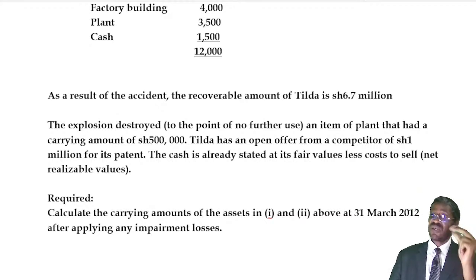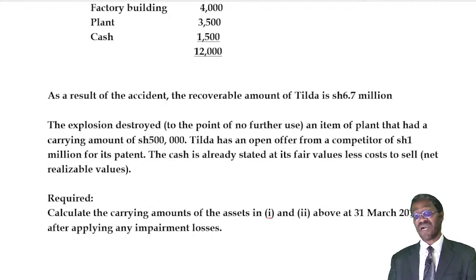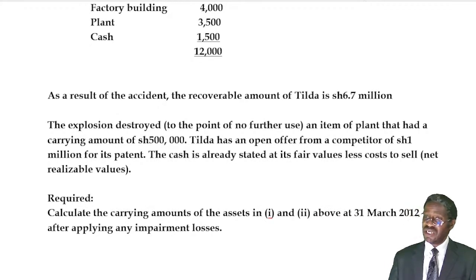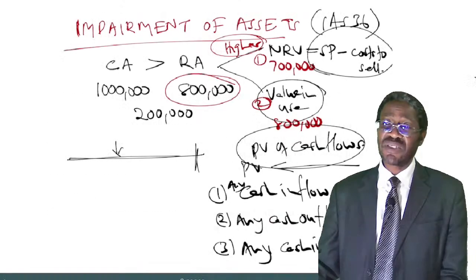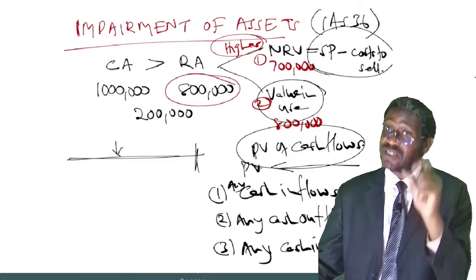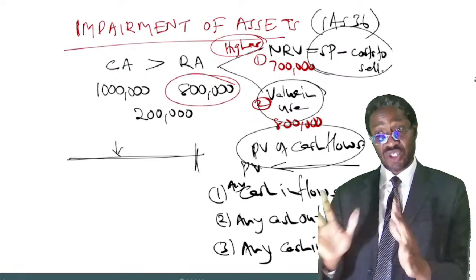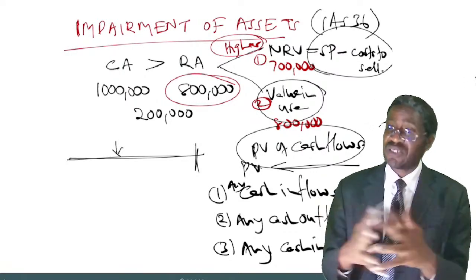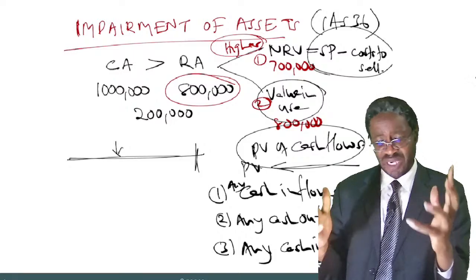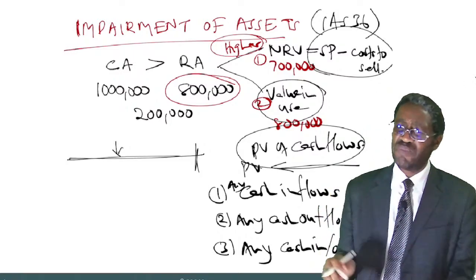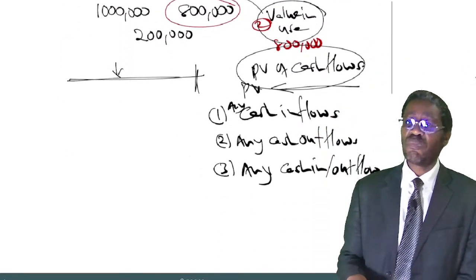So part B has 2 parts, part A and part B. Part A, listen, is testing for impairment of an individual asset. That was the plant. Part B is testing impairment of a cash-generating unit. I've not talked about how to impair a cash-generating unit, but I do hope that now that we are revising, at least you have some ideas. So before we do part B of the question, let's do part B1.